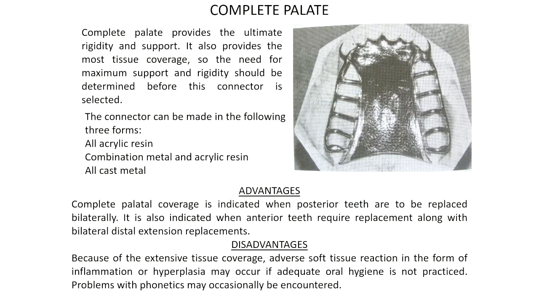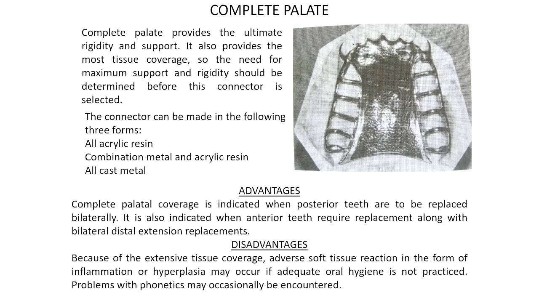Now coming to the complete palate major connector. The complete palate major connector provides the ultimate in rigidity and support. That is, the entire palatal area is covered with a metallic component, and it provides the most soft tissue coverage, so that gives the removable partial denture the most amount of support from the bone, and the connector can be made with any of the combinations. That is, it can be all acrylic in nature.